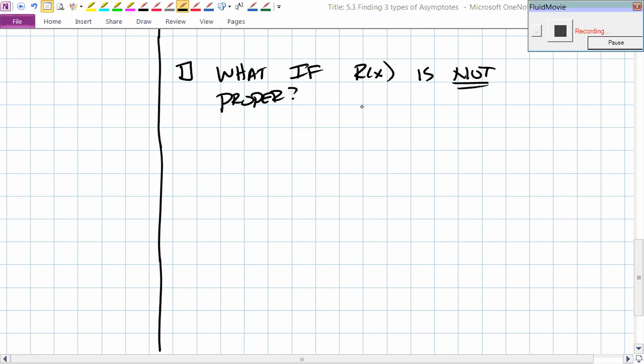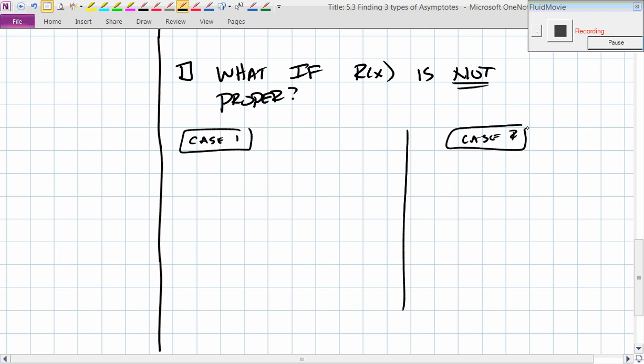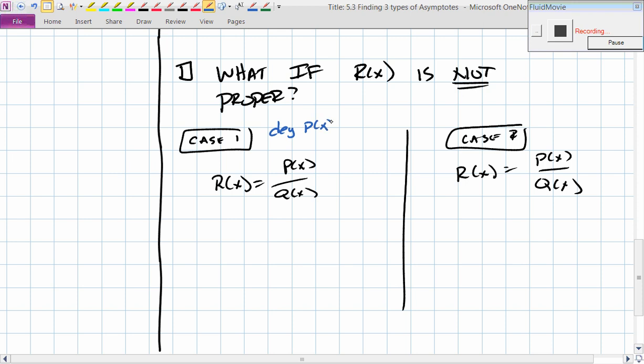This gets split off into 2 cases. Case number 1 and case number 2. So let's say your r of x is equal to p of x over q of x. In case number 1, the degree of p of x is going to equal the degree of q of x. The degrees are going to be equal. In case number 2, the degree of p of x is going to be greater than the degree of q of x. You guys with me so far?